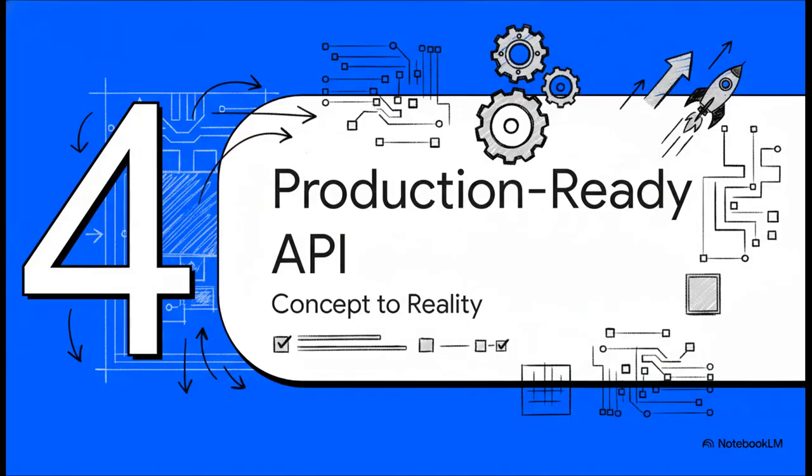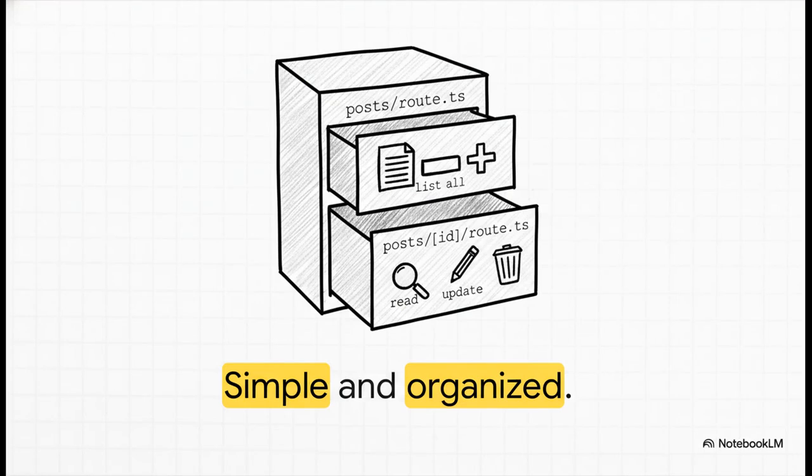Now, this isn't just theory. Let's see how this idea actually builds out into a real, honest-to-goodness, production-ready API. Just look at this file structure for a second. An entire, perfectly organized CRUD API for blog posts, that's creating, reading, updating, and deleting, is handled by just 2 files. You have one file that handles listing all the posts and creating new ones, and the second one handles all the operations for one specific post. I mean, how clean is that?